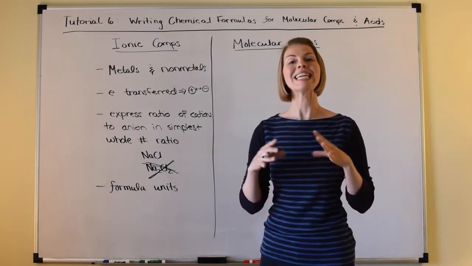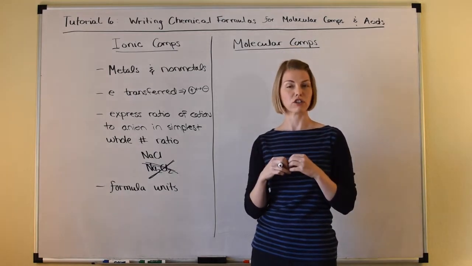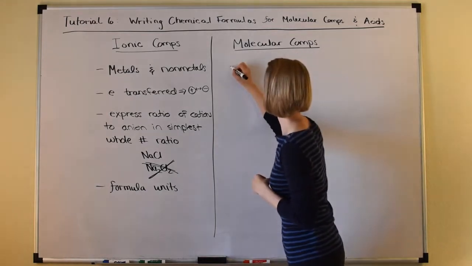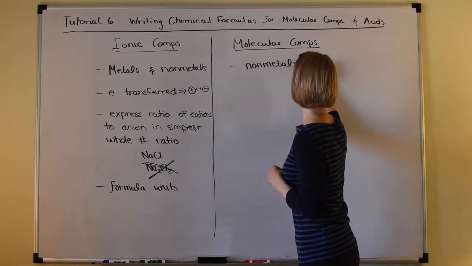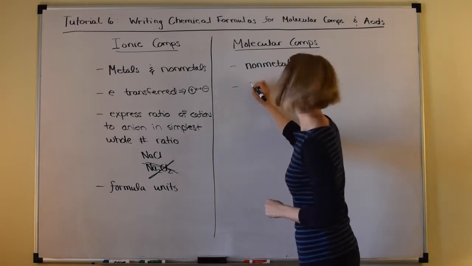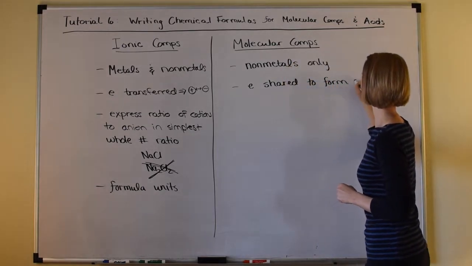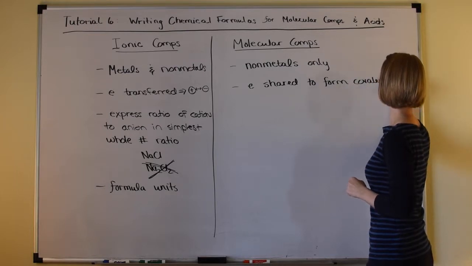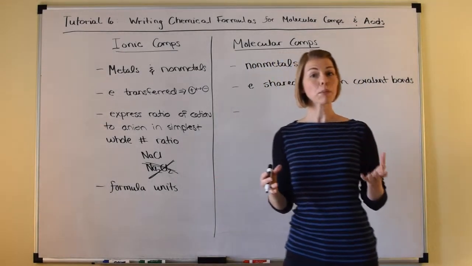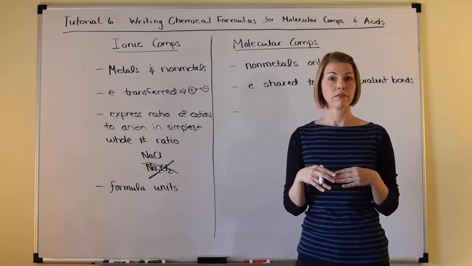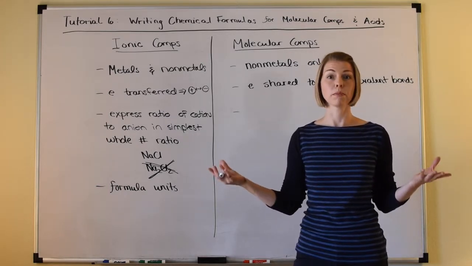Molecular compounds form when nonmetals share their valence electrons in their goal to achieve octet, and in sharing those electrons they form covalent bonds. Okay, so let's write here, form from nonmetals only. And in molecular compounds, electrons are shared to form covalent bonds. Okay. And remember that the number of each atom can vary in a molecular compound, resulting in the formation of different molecular compounds formed from the same elements.